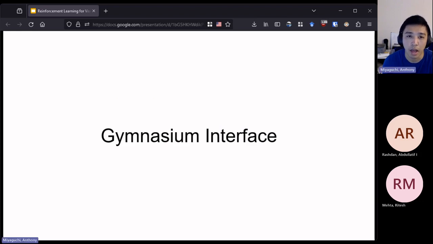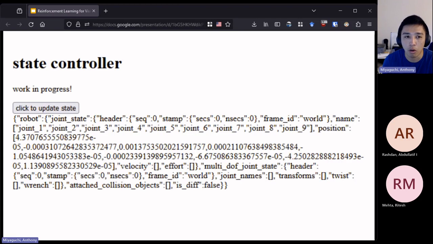So I'll talk about the last piece of the project, which is the Gymnasium interface. This really ties together the idea of reinforcement learning with our custom environment for doing vision-based manipulation. In order to provide an interface between the reinforcement learning algorithms and the Gazebo simulation environment, we have to have an API that we can use to train those models in a consistent way.